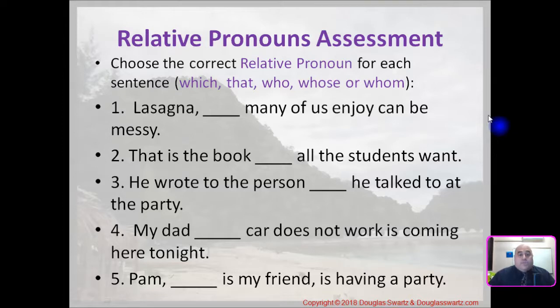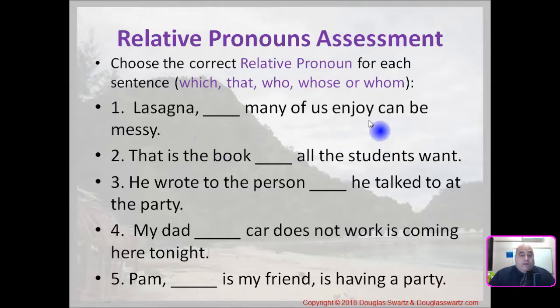Okay, here's our relative pronoun assessment. There's 5 relative pronouns: which, that, who, whose, whom. Each one will fit into one of these sentences. Please choose the correct relative pronoun for the correct sentence. I'll read the sentences for you.